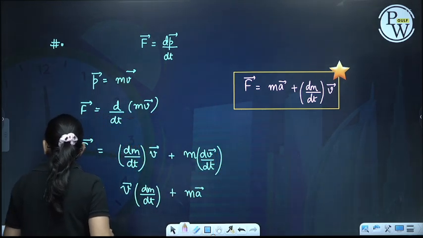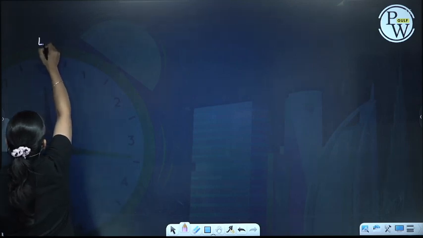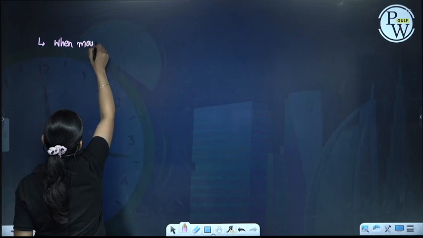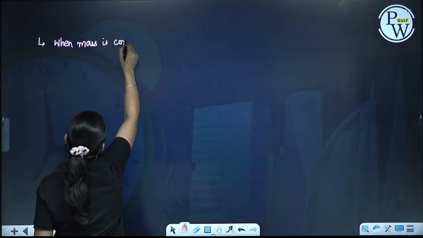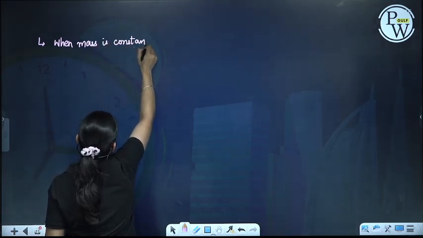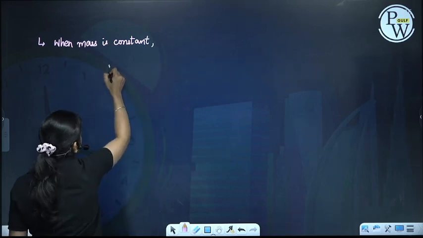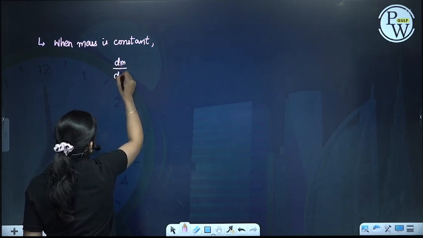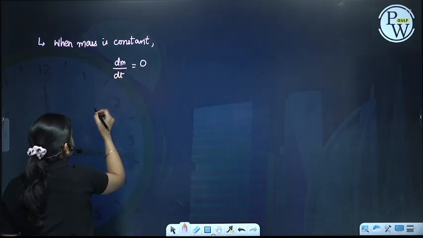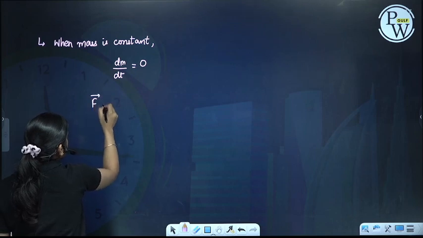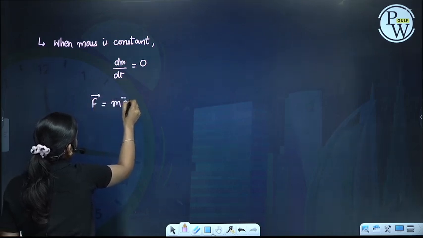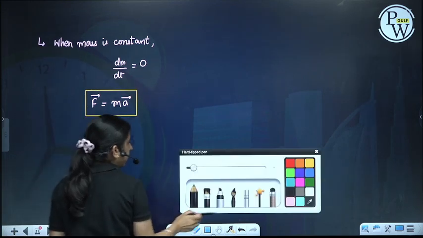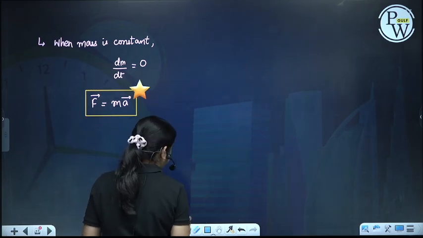Now let's do its special case when mass is constant. When mass is constant, dm by dt will become 0, since differentiation of any constant is 0. So force will become only and only mass into acceleration.